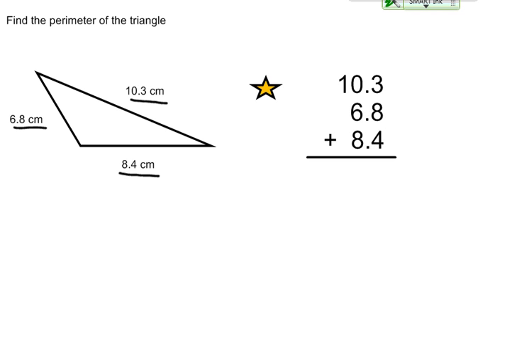From there, I'm going to move my decimal straight down, and now I can start to solve. 3 plus 8 is 11, plus 4 is 15. 5 goes down, 1 goes up. 1 plus 0 plus 6 plus 8 is going to give us 15 again. 5 goes down, 1 goes up. 1 plus 1 is 2. And so we have 25 and 5/10. And then, of course, it's perimeter, so we need a label of centimeters.